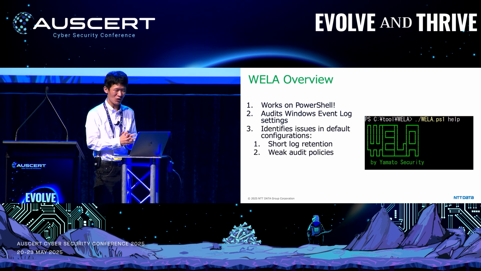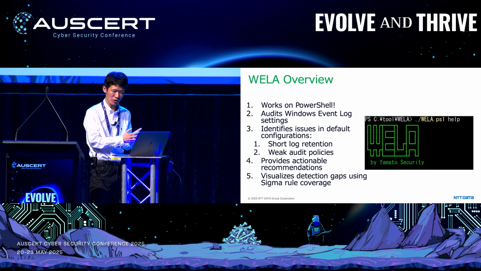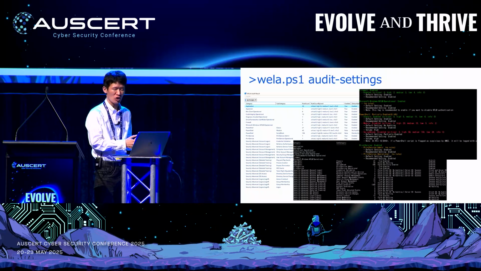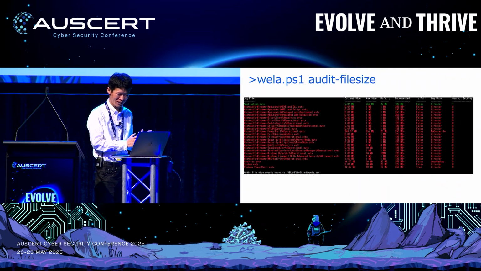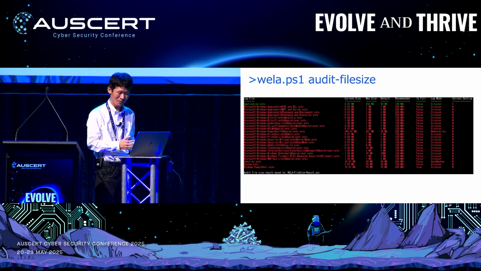It identifies issues in default configuration, short log retention, and weak audit policies. It provides actionable recommendations and visualizes detection gaps using Sigma rule coverage. This is a screenshot of VELA's audit setting command. It visualizes areas for improvement in event log audit settings in various formats. This is a screenshot of VELA's audit file size command. This command simply and clearly shows the current maximum log size and the recommended setting in a visual format.